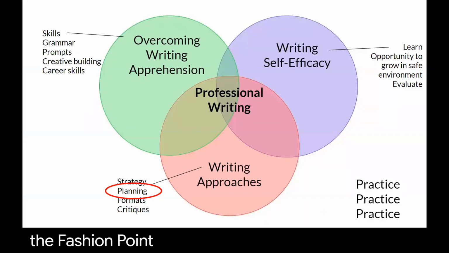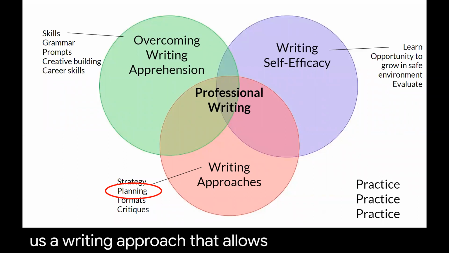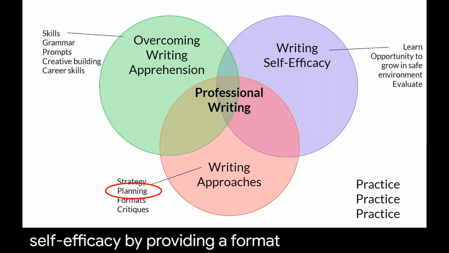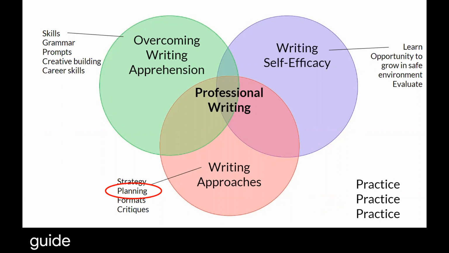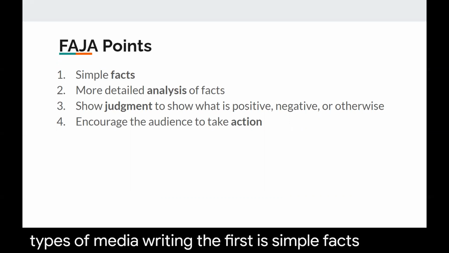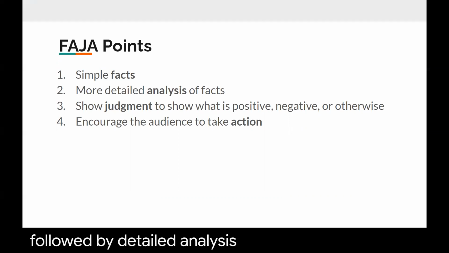So the FAJA points are important because they give us a writing approach that allows us to plan what our format needs to look like. It helps us to overcome some of our writing apprehension and self-efficacy by providing a format and a planning guide when we're thinking about what we want our message to really look like. Now, the FAJA points are pretty simple, and they go over the 4 basic types of media writing. The first is simple facts, followed by detailed analysis. The third is judgment, and the fourth is action.